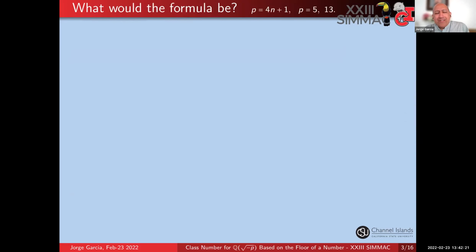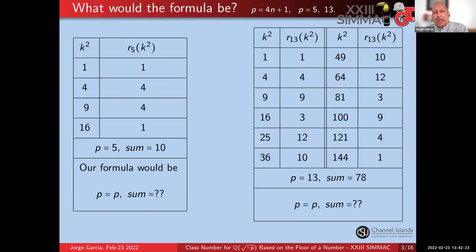Okay, let's start with an example. Here we have 2 primes of the form 4n plus 1. One of them is 5, the other one is 13. On the left-hand side, I have all the quadratic residues, and on the right-hand side, the ones for p equals 13. Let's take a look at the left-hand side. Look at the table on the left. All right, so the residues are here. They add up to 10.